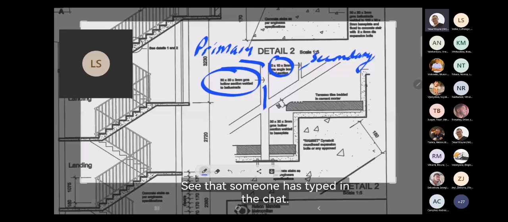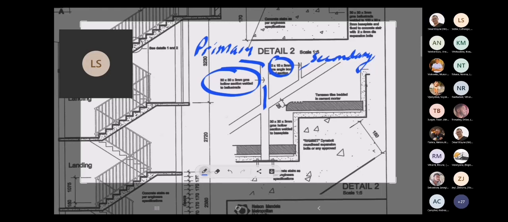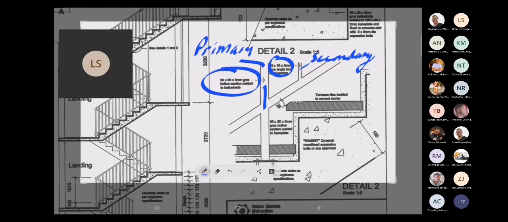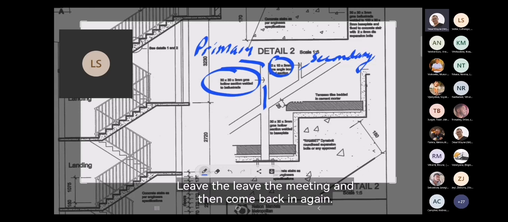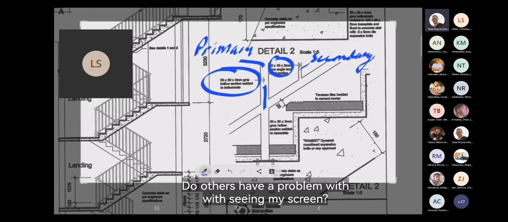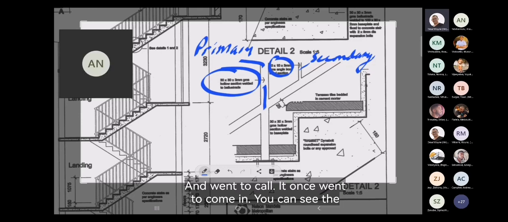I see that someone has typed in the chat. So I don't know if the problem is on my laptop, but I don't see your screen. I think, Lutando, maybe you must just go out and come back in. I think maybe just leave the meeting and then come back in again. Do others have a problem with seeing my screen? Or can we see the screen? Anyone that wants to comment? You can see the screen. Great.